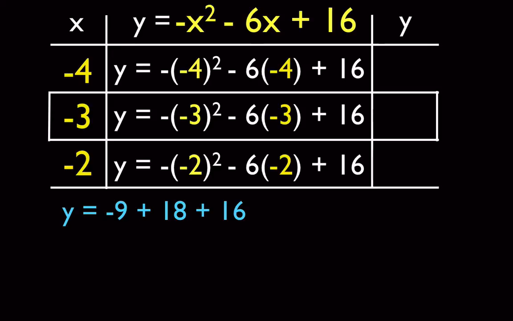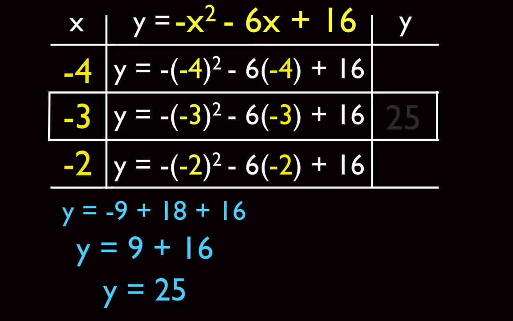A lot of people make mistakes on these, so be very, very careful. A lot of people go ahead and say, oh, that's 9. But you've got to remember, first you do the exponent, which is 9, and then you put the minus sign on it. So you have to follow these steps and be very careful. Then that simplifies to 9 plus 16, which is 25.